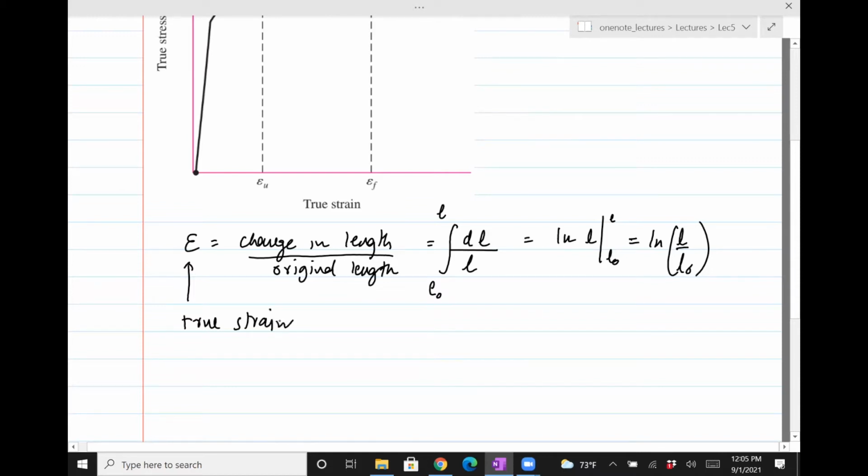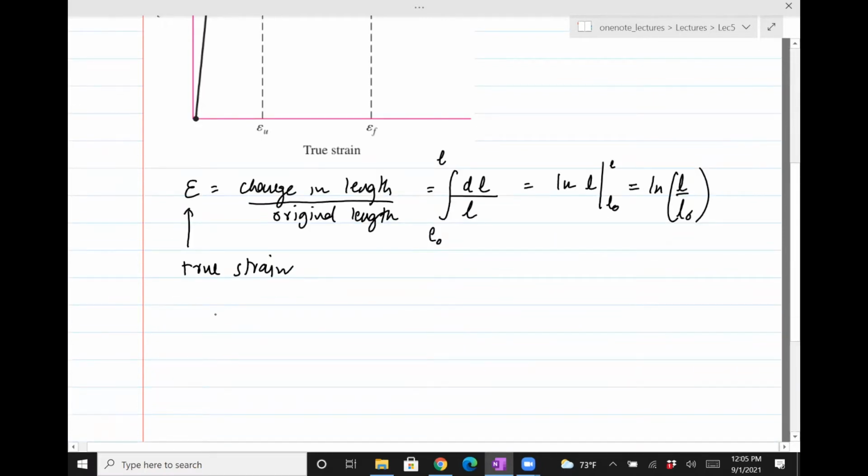It's true because that's really the right way to compute the strain, because that integral accounts for the fact that the original length in the denominator keeps changing as you stretch the material. So the expression for the true strain is natural log of L divided by L0. When it's a natural log, it's to the base e, the exponent.